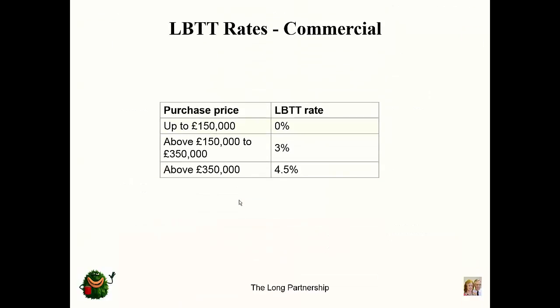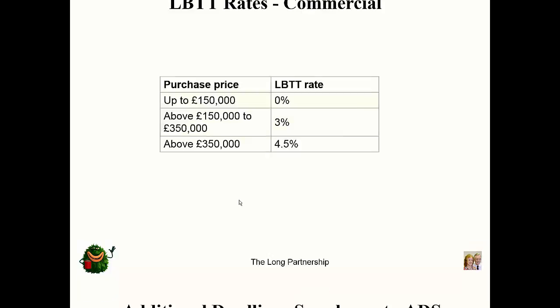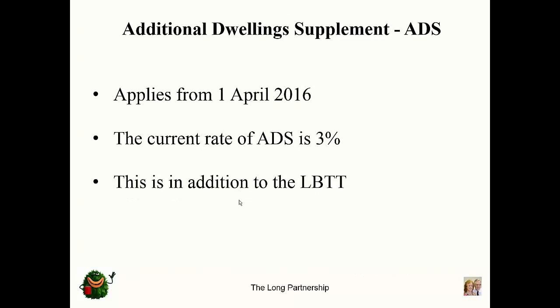This slide shows the rates for commercial property, and you'll see that there are fewer bands and the percentages are generally lower. But there are a lot of complications, particularly with leases, which I'm not going to cover today. The area that I think will catch a lot of people out is the ADS. This is the additional dwelling supplement and applies from the 1st of April 2016. The current rate is 3%, and this is in addition to the LBTT on the property.